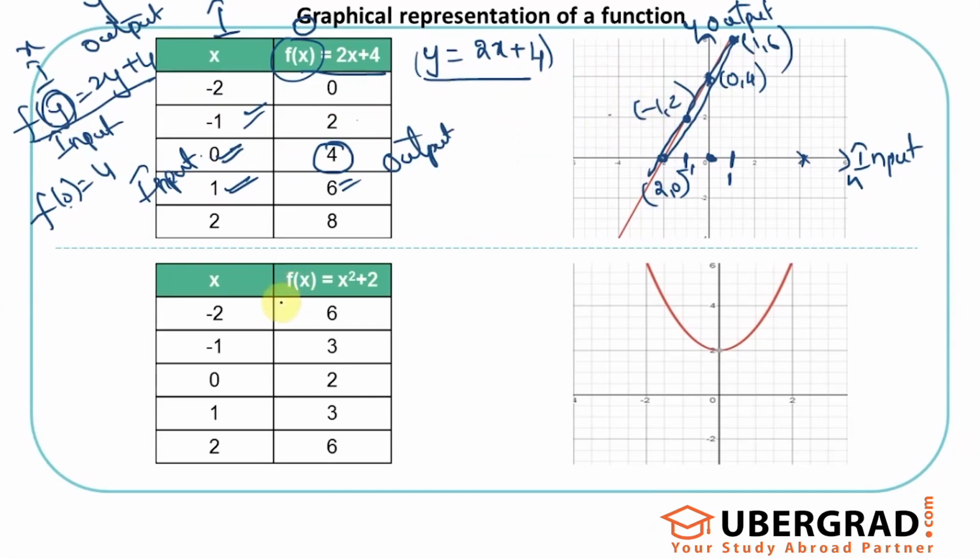Okay, let's look at another example. Input is this, output is this. If input is 0, output is 2. f of x is x square plus 2. This is a quadratic equation. f of 0, 0 square plus 2 is 2.